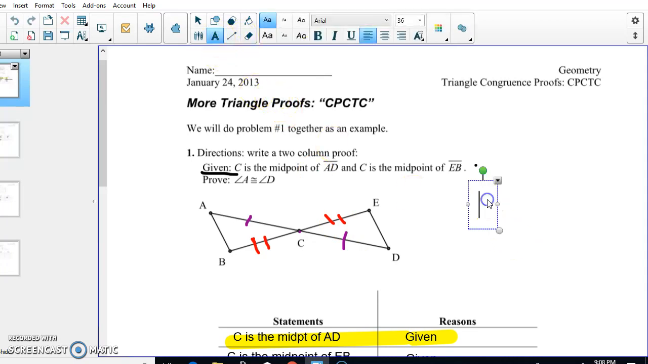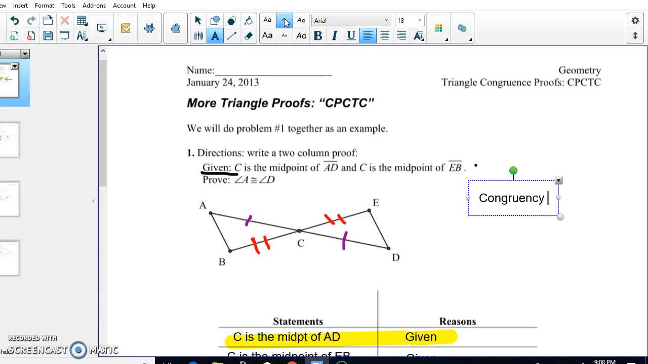And it's very important that you understand what your end goal is here. You have to understand that you're trying to show this triangle here, ABC, is congruent to this triangle here, ECD. Why? Because then we can say anything in the triangle is congruent to something else in the other triangle. That's what CPCTC is.